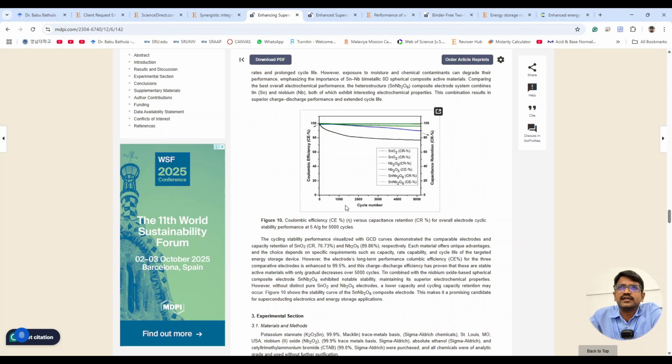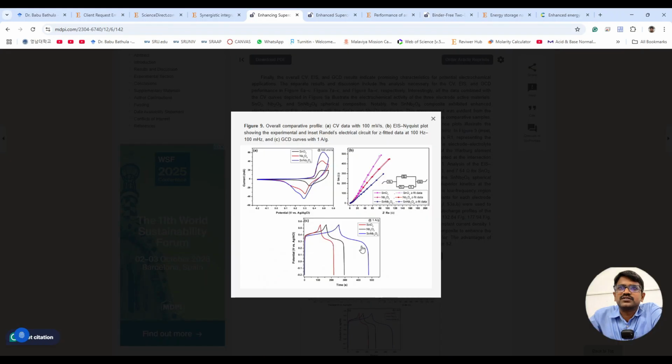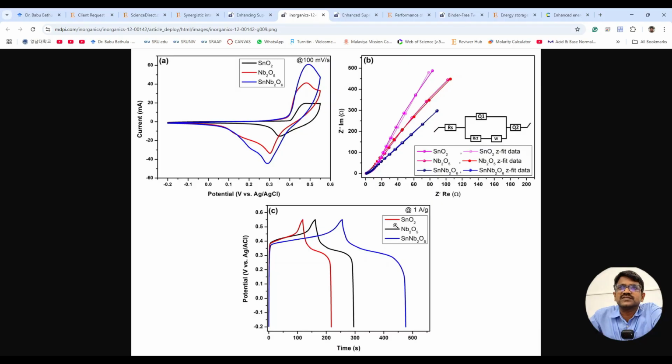So we have prepared three materials. Here you can see the comparison. The red one is SnO2, the black one is niobium oxide, and the blue one is tin niobium oxide. It is a nanocomposite. These two are individual ones, and this is the combined one. So the combined one provides obviously higher capacitance. You can see here also the curve with more space. The more space, that means more capacitance.